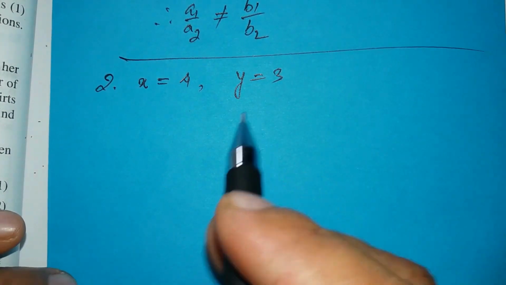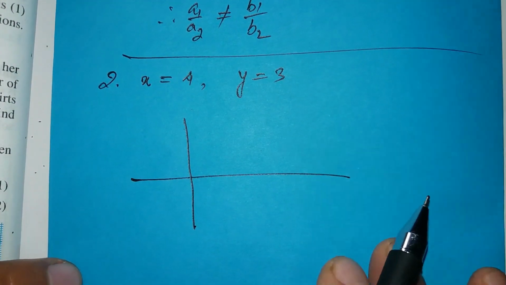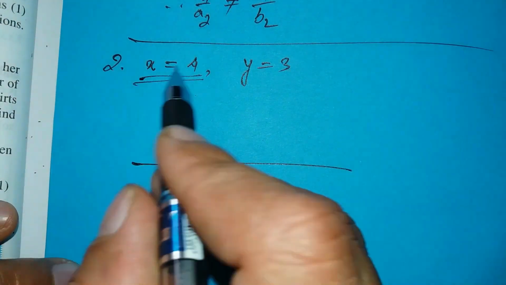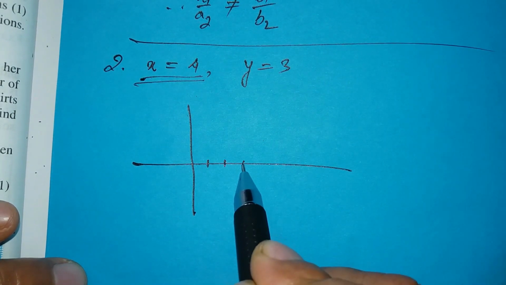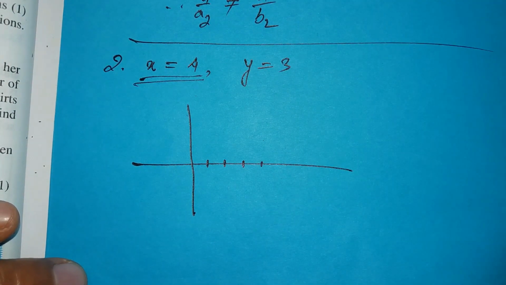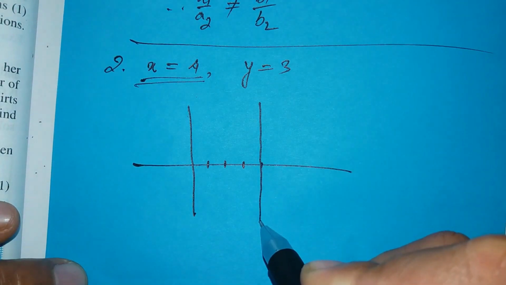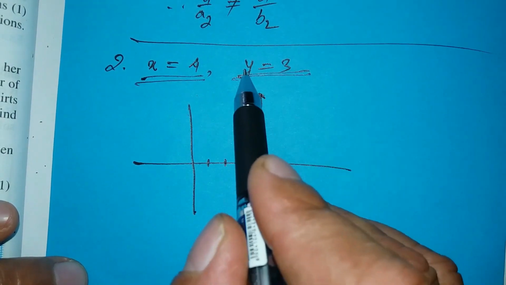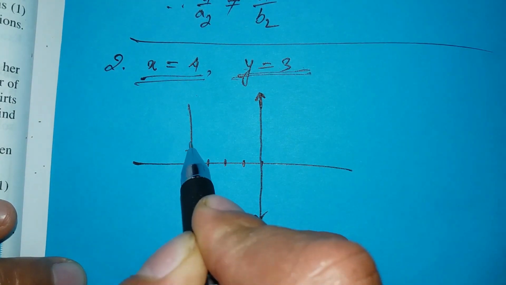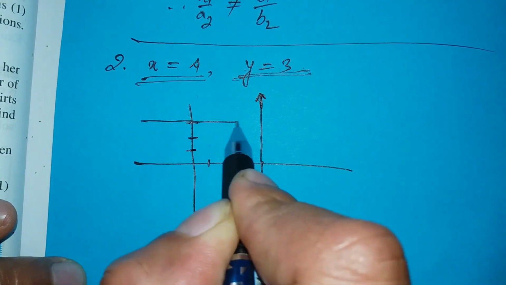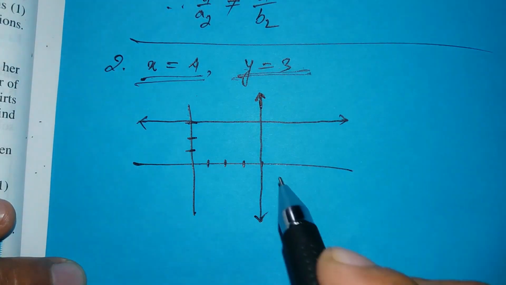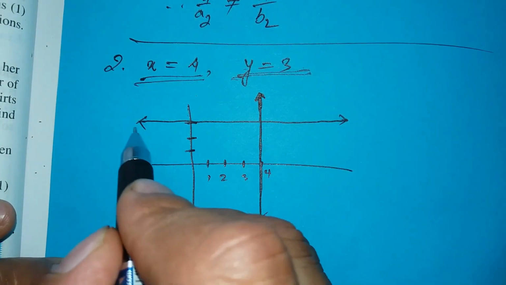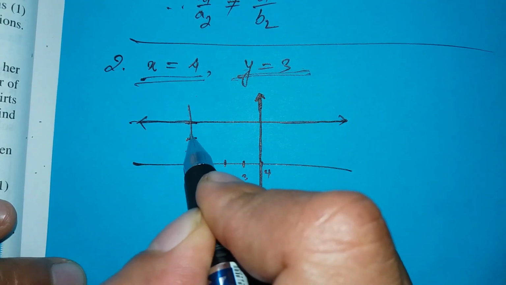Now when you draw the graph of these two equations, for the first equation, x is equal to 4, so 1 2 3 4, you will get a line like this. And for the second equation, y is equal to 3, you will get 1 2 3 here, a straight line like this.